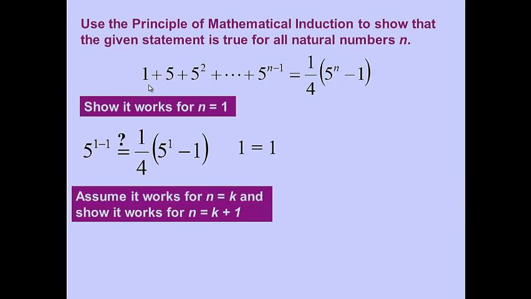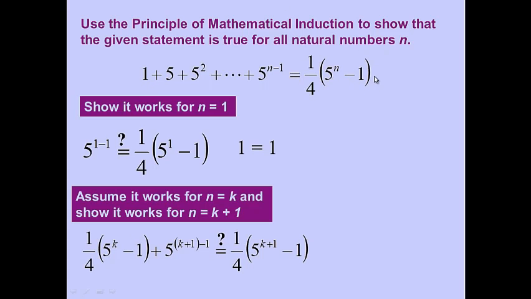Now we want to assume that if the sum formula works for n equals k, then it also works for n equals k plus 1. So we start with the sum formula for n equals k. We take the sum formula up here on the right, plug in k for n. That's all of this right here. Then we add one more term. So we take n equals k plus 1. So we have 5 to the k plus 1 minus 1. And we want to show that that equals 1/4 times 5 to the k plus 1 minus 1.